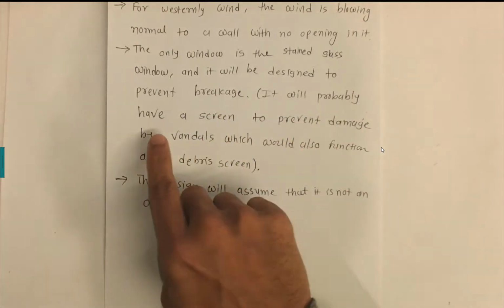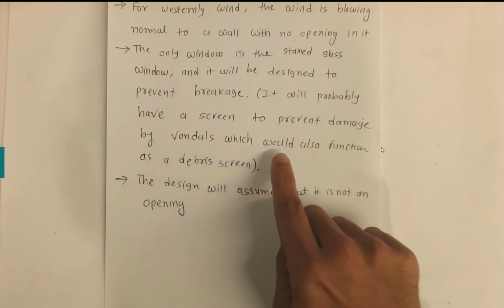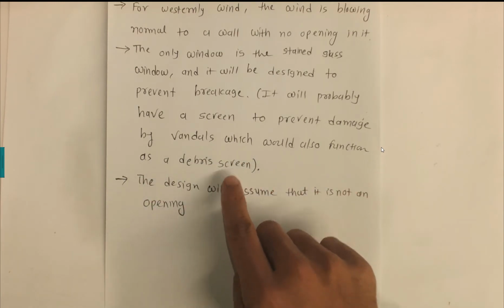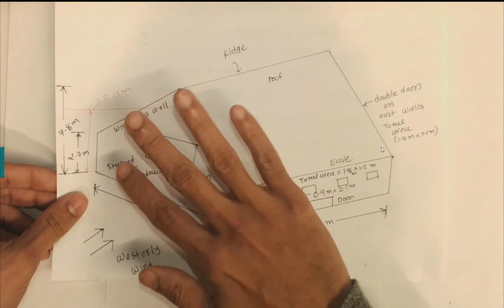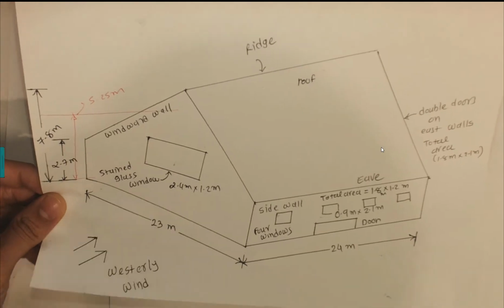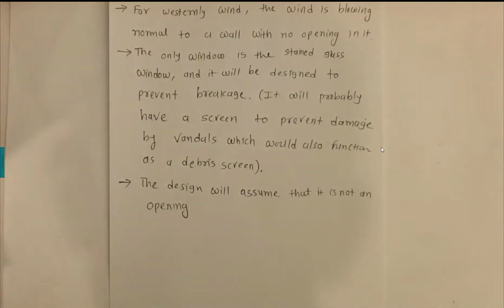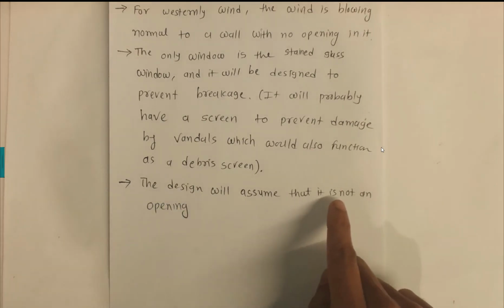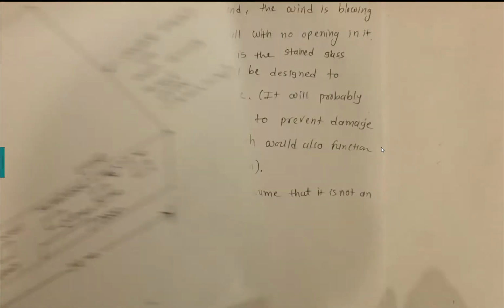It will probably have a screen to prevent damage by vandals, which would also function as a debris screen. So we have some metal protecting screen or something to protect that glass, because the wind is directly hitting that glass. So design will assume that it is not an opening. We are assuming that this is not an opening for our case.